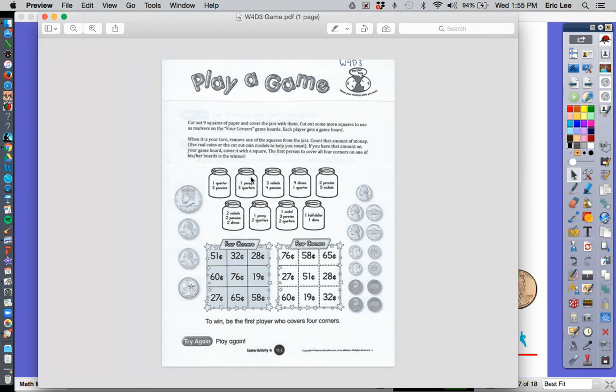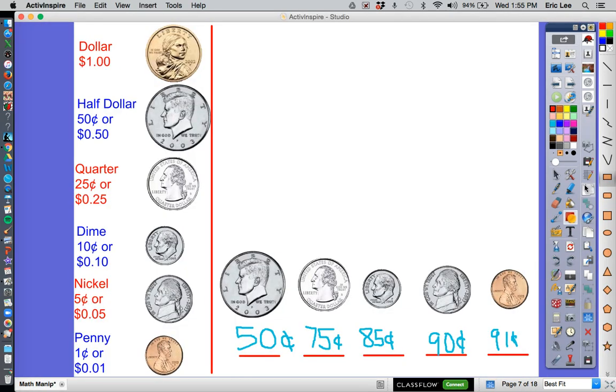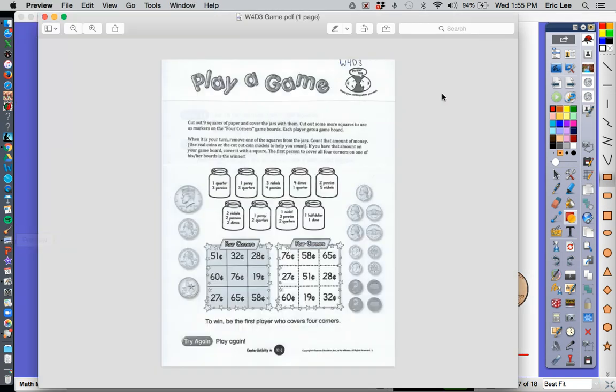Once you cover up these jars, you're going to cut out some more squares and use those as your markers. So you're going to play with a partner. If you're playing with mom or dad, if there's 2 of you, you need to print 2 of these game boards. If there's 3 of you, print 3 of these game boards. You get it. So you have all of your jars covered up. When it's your turn, you're going to uncover one of your jars.